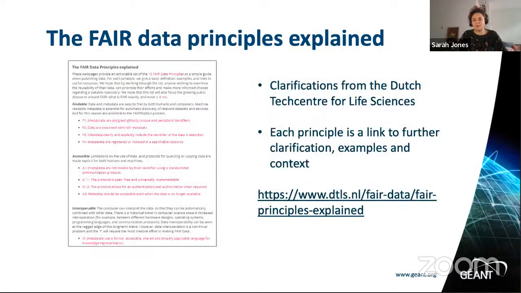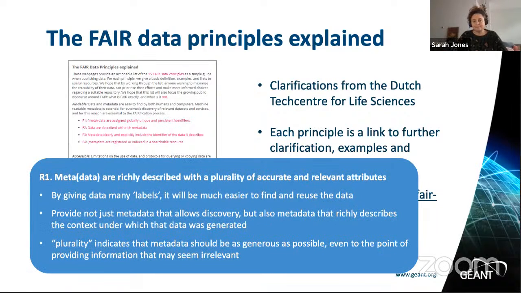Now, one resource I wanted to flag, which I think is very useful when you're trying to engage with the FAIR principles, is this FAIR Data Principles Explained by the Dutch Tech Centre for Life Sciences. And what this does, it takes each of the principles and it goes into detail on what exactly that means and how it can be implemented. And I'll give you an example of that just here. So one of the reusability principles is that the data and the metadata are richly described with a plurality of accurate and relevant attributes. And really what that means is that you're giving your data many labels. You're not just giving it a file name, a title. You're making sure that all of the aspects of your data set are properly labeled.